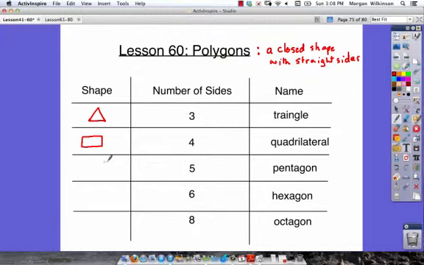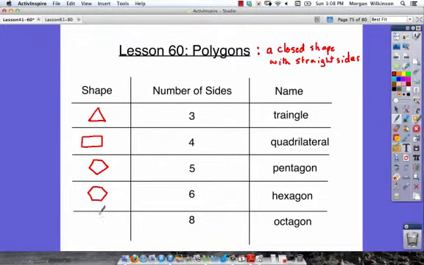A five-sided polygon is called a pentagon. Let's go ahead and draw a pentagon. Okay, we've got five sides here, 1, 2, 3, 4, and 5. So that's called a pentagon. A six-sided polygon is called a hexagon. Let's draw one out. Okay, we've got our six-sided polygon. We'll close it off. So it's a polygon, and that's a hexagon.